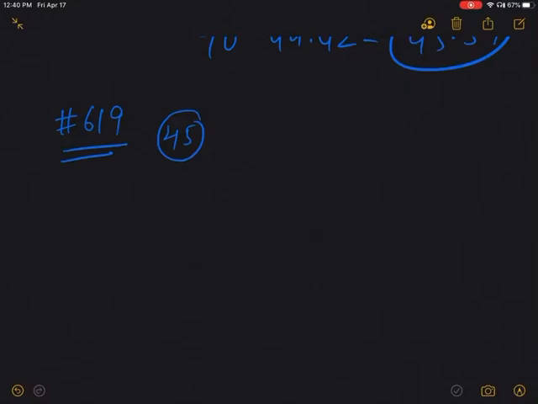Distance between ships. An observer in a lighthouse 350 feet above sea level observes two ships directly offshore. The angles of depression to the ships are 4 degrees and 6.5 degrees. How far apart are the ships?